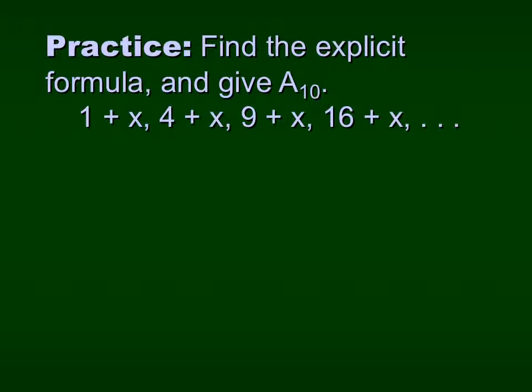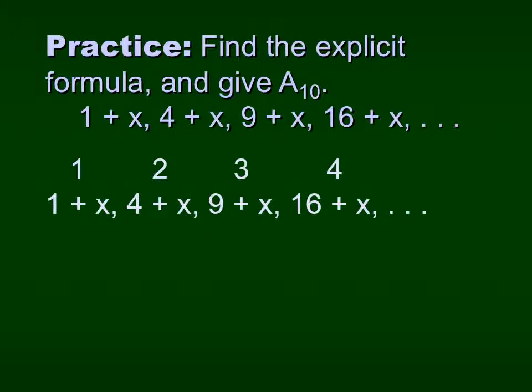Let's try to find the explicit formula and give the 10th term, a sub 10. So we have 1 plus x for our first term, a sub 1. Our a sub 2 is 4 plus x. Our a sub 3 is 9 plus x. And our a sub 4 is 16 plus x. So the way you can think about it is that this is n equals 1, this is n equals 2, n equals 3, and this is n equals 4.